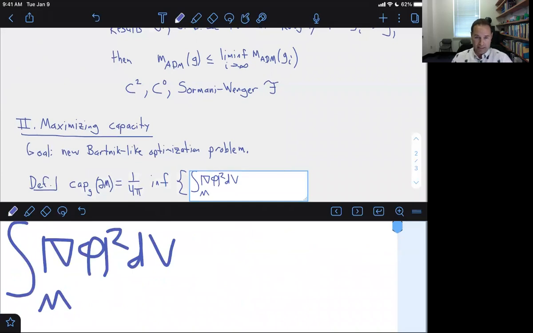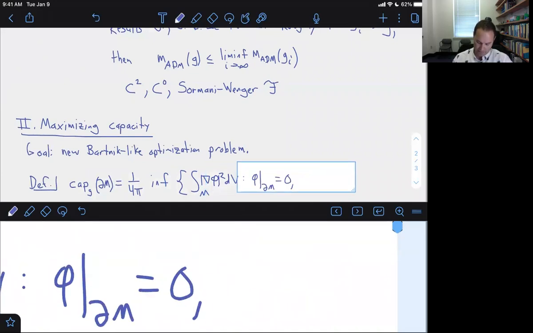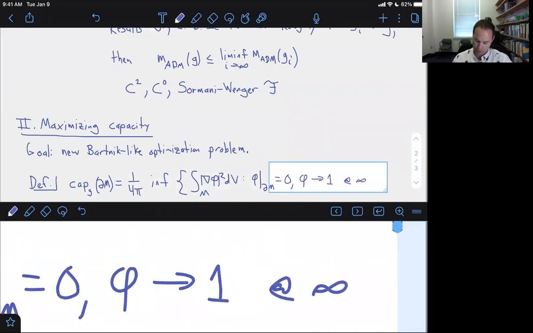So you try to minimize the Dirichlet energy among test functions on the manifold such that phi on the inner boundary is 0, and then phi goes to 1 at infinity. So you're trying to interpolate between 0 at the boundary and 1 at infinity in really the most efficient way possible in this sense. So that's the capacity. You can find a unique minimizer, the harmonic function with these boundary values, that can be useful for computing the capacity.